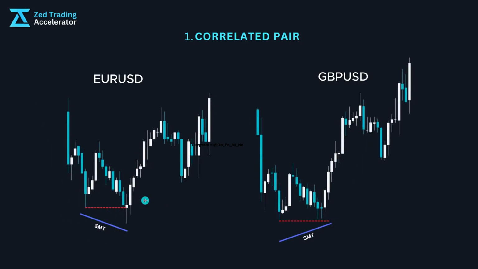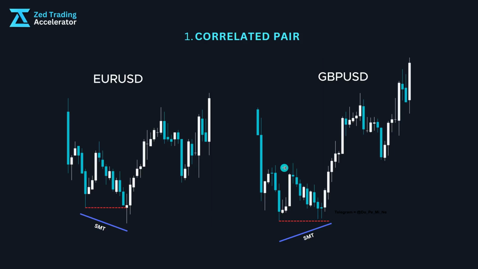So, this is a live market example. As we can see right here, we are bearish. This is Euro USD and this is GBP USD. As we can see right here on Euro USD, the price took out this sell side liquidity right here, which this pair should also do.